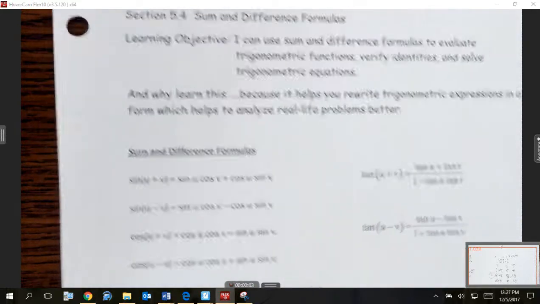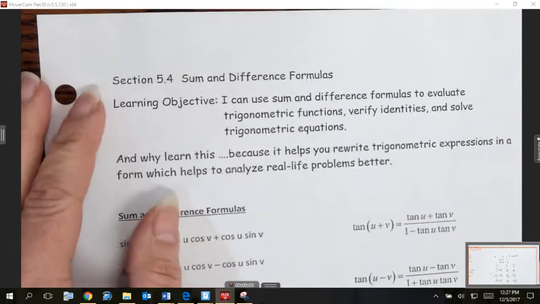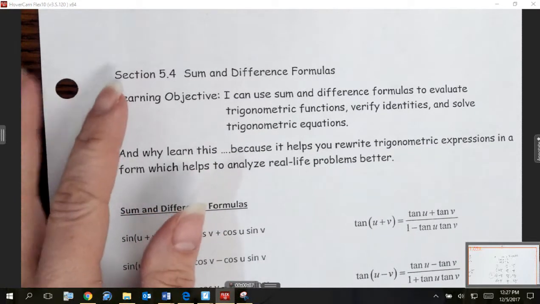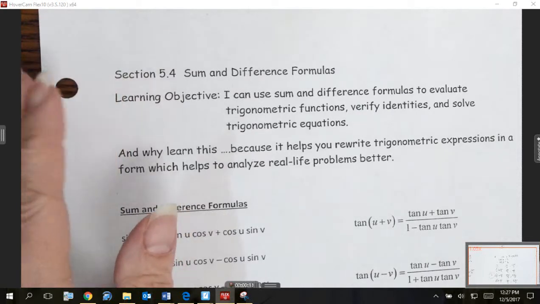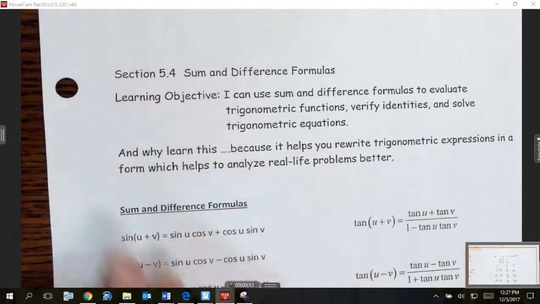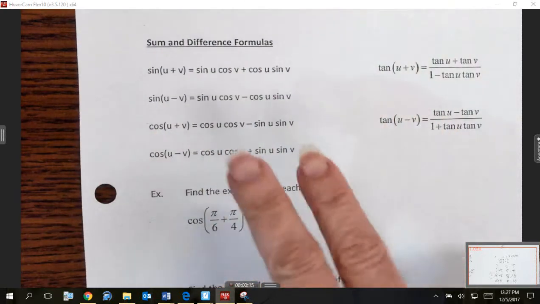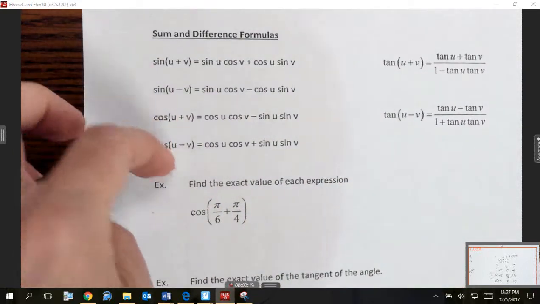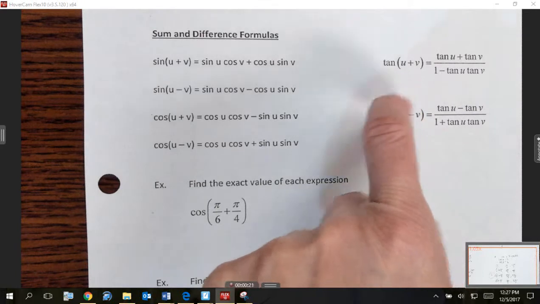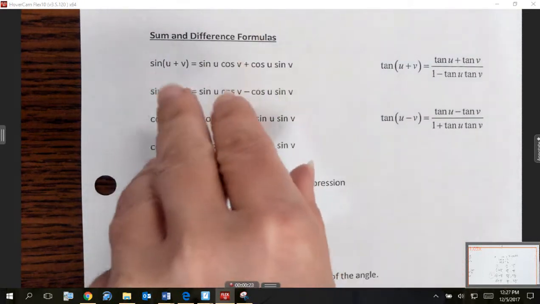Okay, we're doing 5-4. These are sum and difference formulas. What's sum mean? Adding. What's difference mean? Excellent. Here's the formulas. There are 6 of them. There is a sum and difference of sine, sum and difference of cosine, and sum and difference of tangent. These are literally just identities.